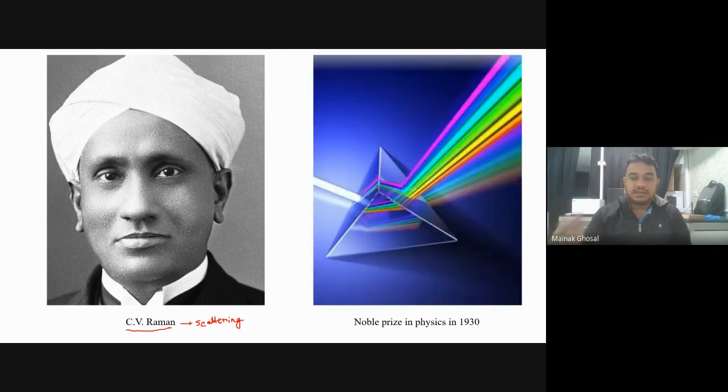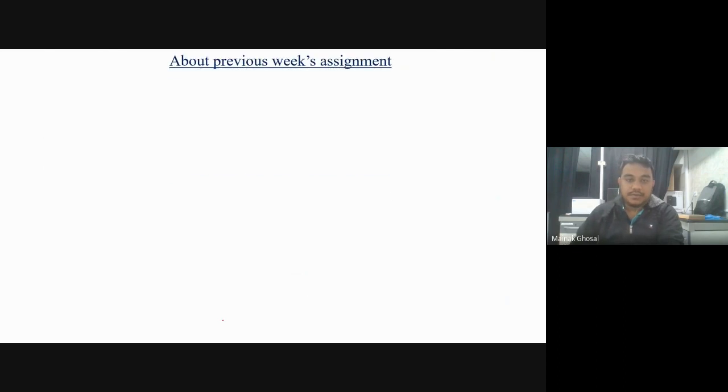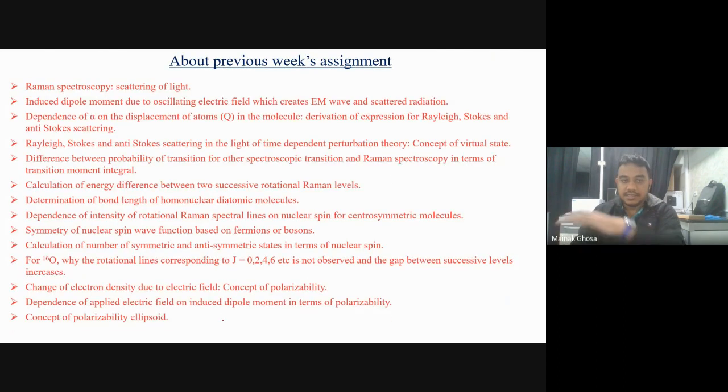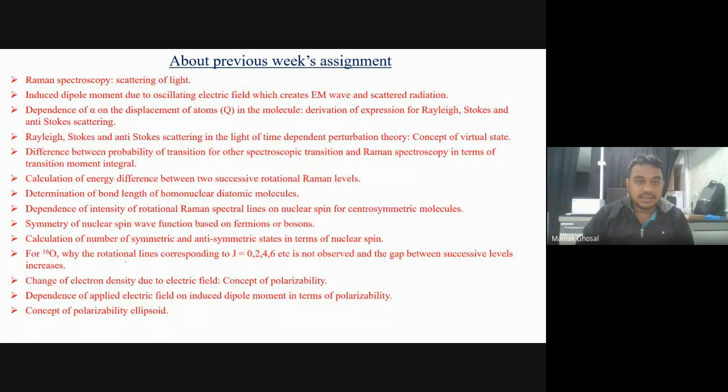So this is the light scattering phenomenon. When light is passing through a prism or something, different colors of light are diffracted to different angles. Okay, so they are scattered actually. In the previous week, we did some questions regarding this Raman spectroscopy. We have shown that this is nothing but the scattering of light.